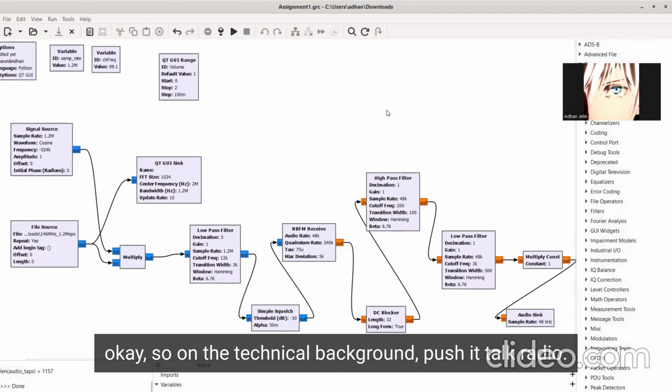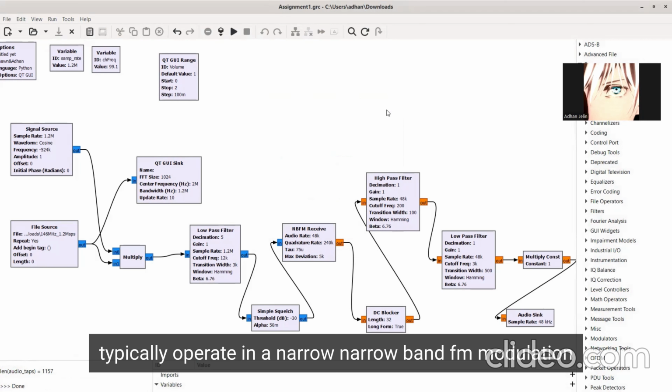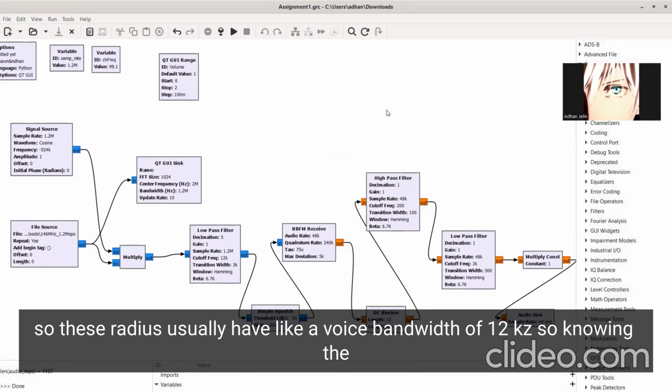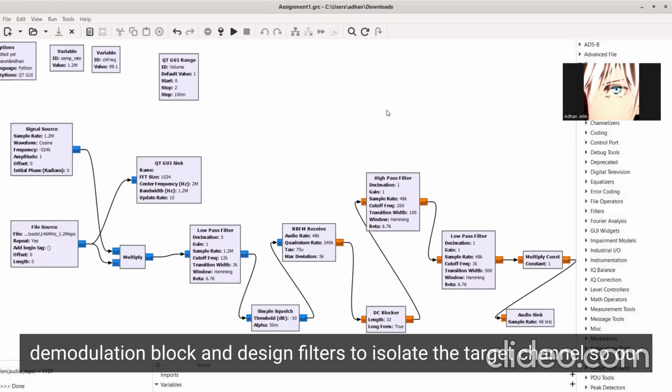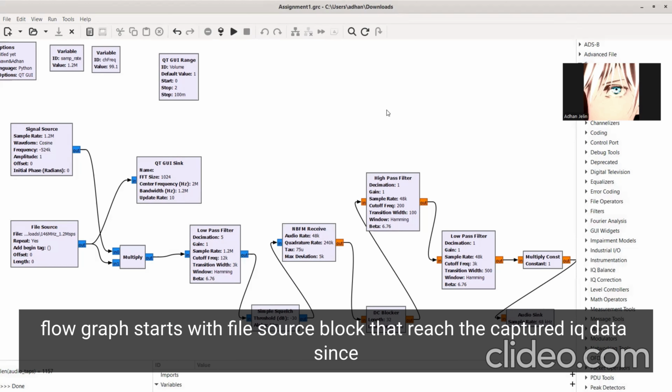Okay. So, on the technical background, push-to-talk radios typically operate in narrowband FM modulation. These radios usually have a voice bandwidth of 12 kilohertz. Knowing the specifications through outside sources helped us select the correct demodulation block and design filters to isolate the target channel. So our flow graph starts with a file source block that reads the captured IQ data.